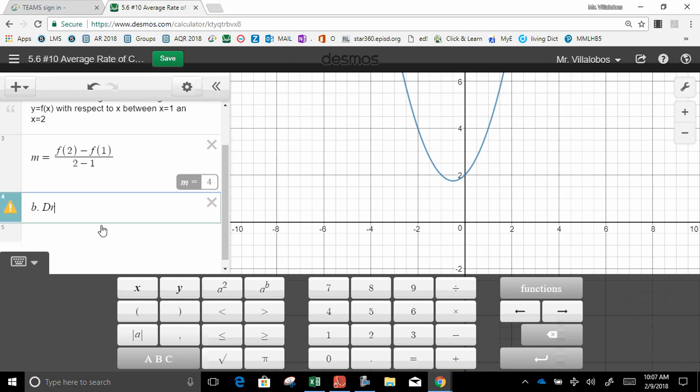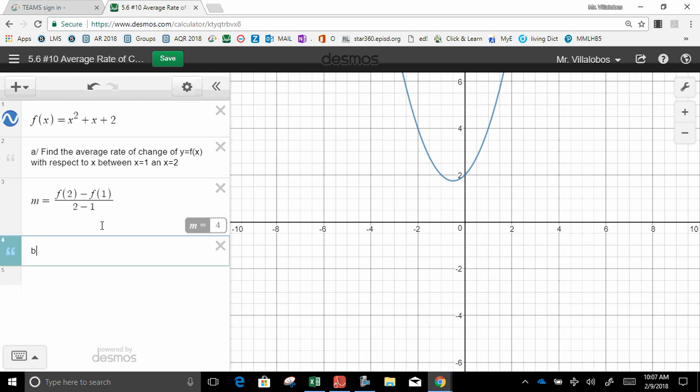B. Draw. Whoops, I forgot to put note. Quote. B. Draw. Let me pause that. Draw what? Draw a graph. And the secant line through the 2 points, right?